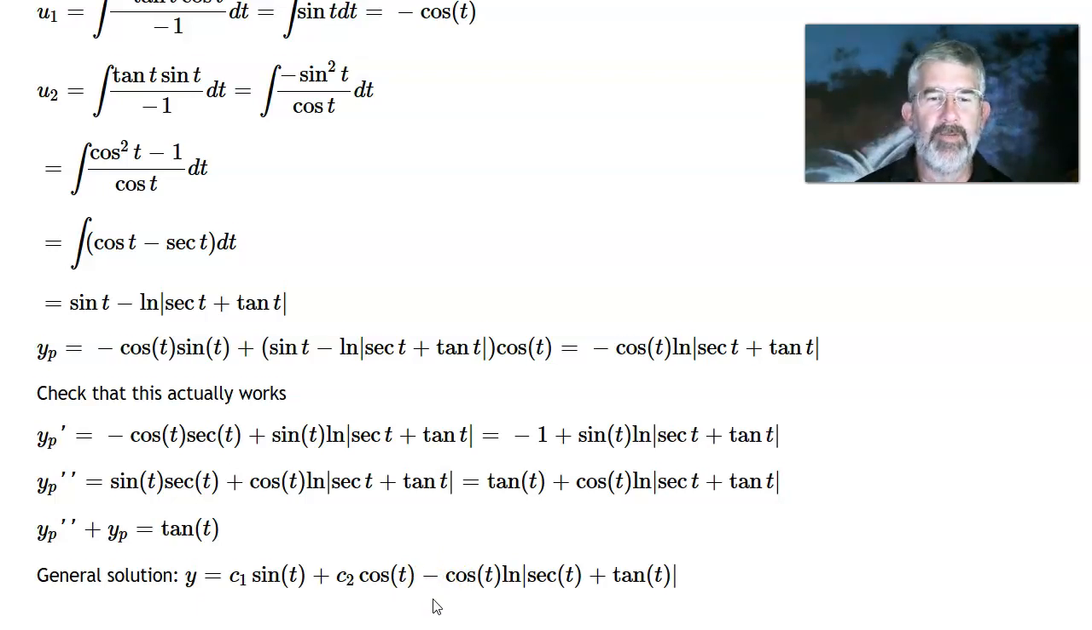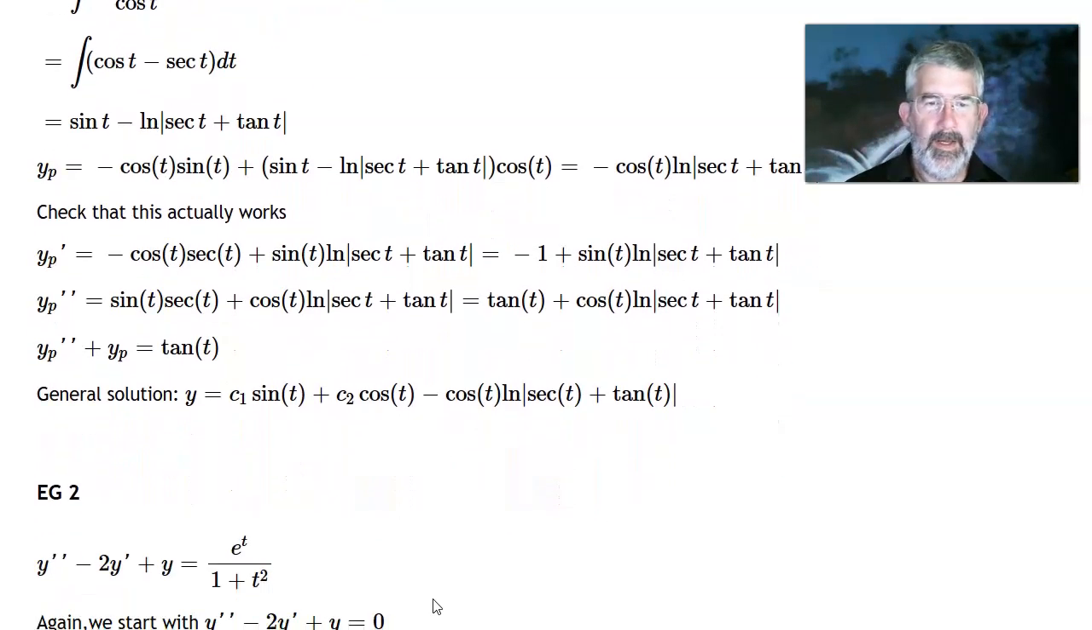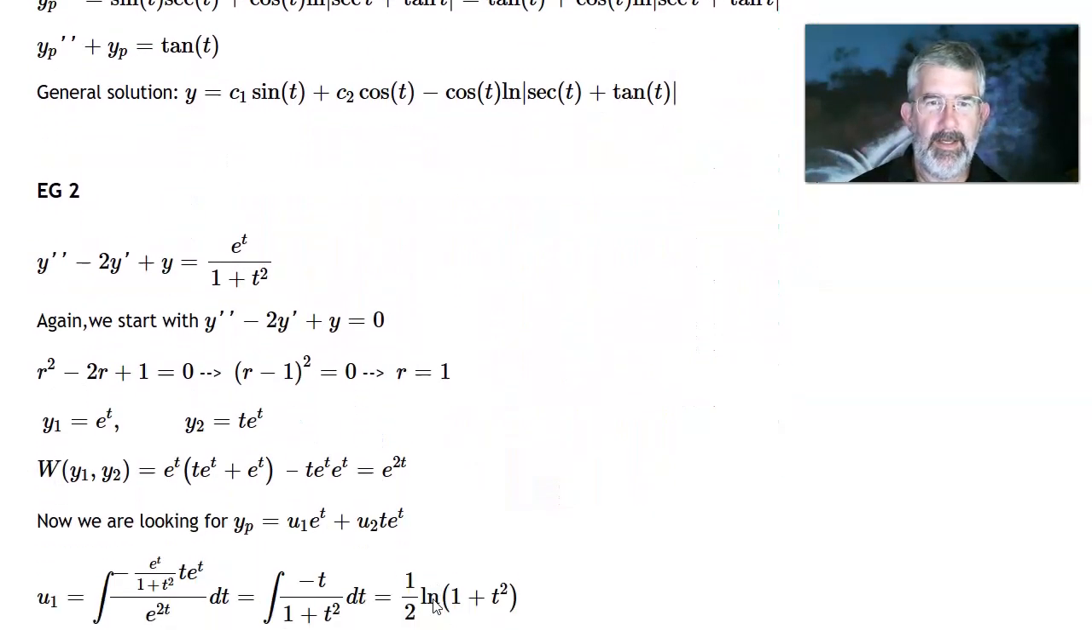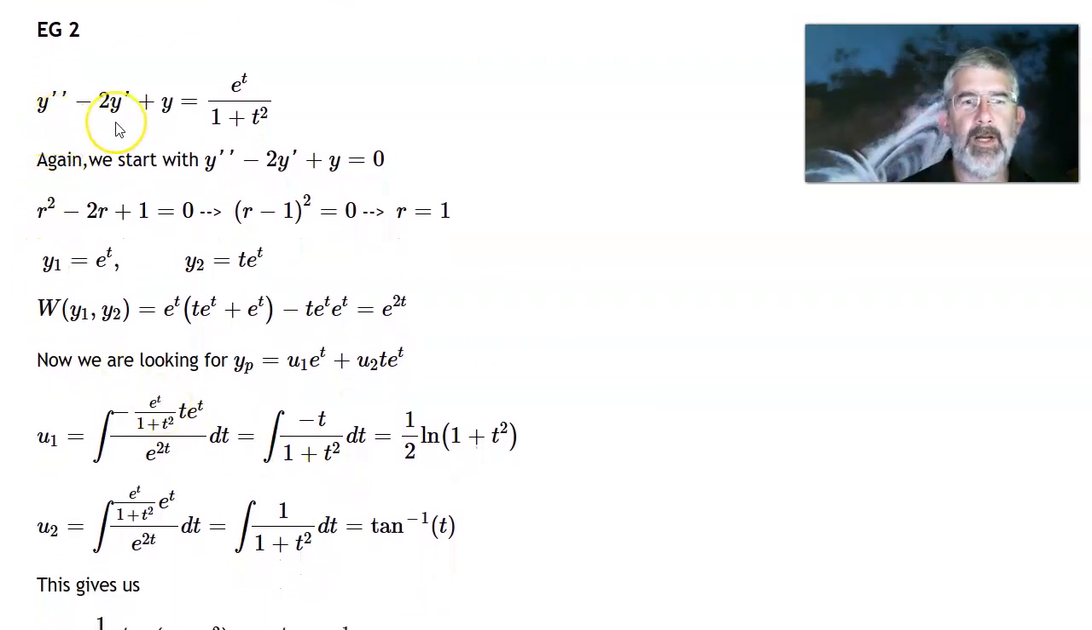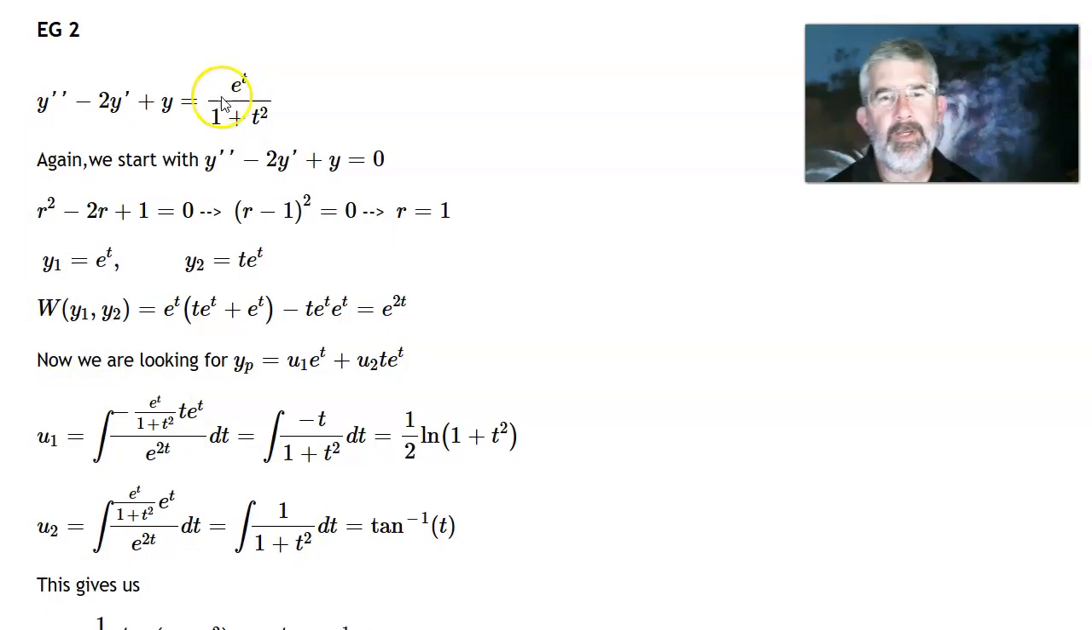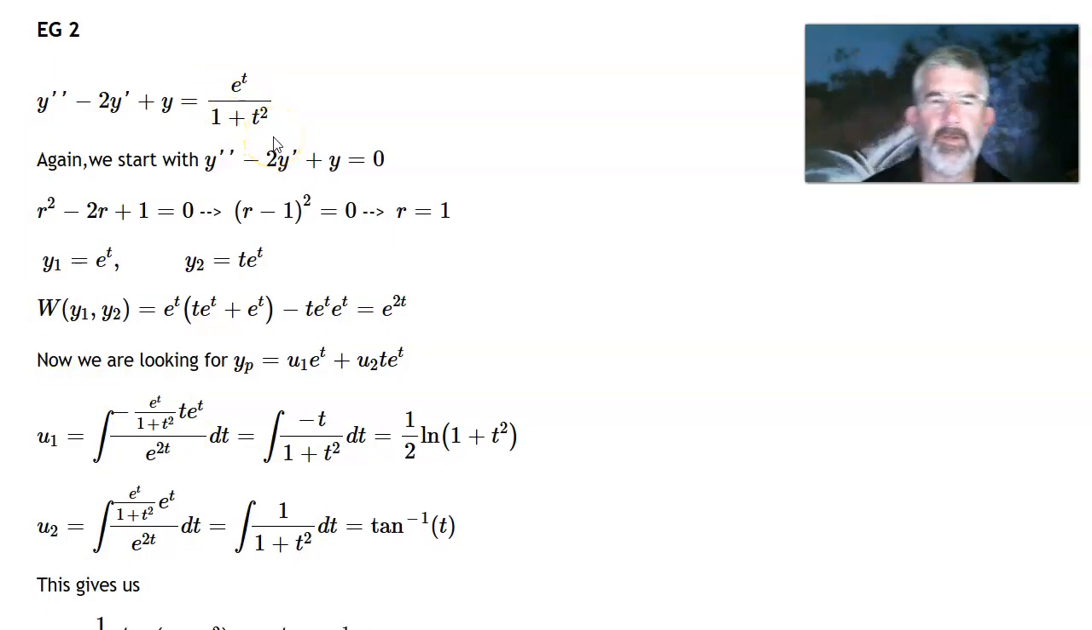Okay, let's try another one. Let's just roll this up here. We've got y double prime minus 2y prime plus y equals e to the t divided by the quantity 1 plus t squared. Again, we have to start by solving the homogeneous equation. So I put a 0 over here.